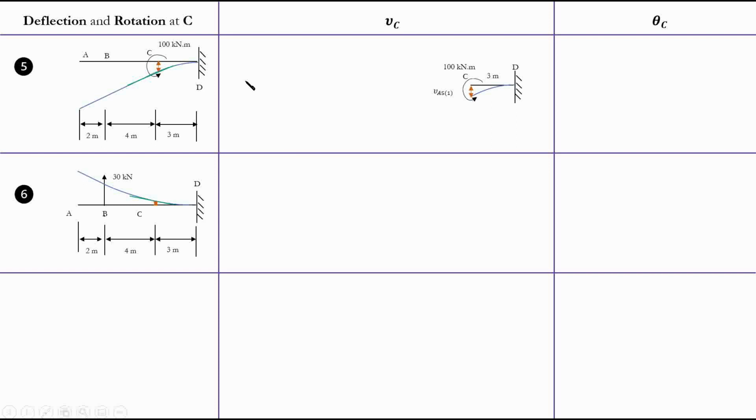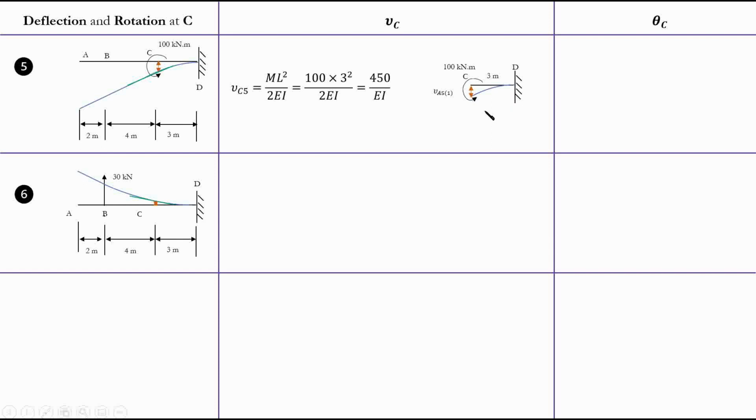Now, this portion is pretty easy, right? I have a moment applied here. I have a cantilever portion. So for this 3 meter length that I have, just find my deflection, right? I have this case in my table, right? For the cantilever portion where a moment is applied, the deflection and rotation at the end, okay? So for deflection, you will get ML squared over 2EI. It's 100 times 3 squared over 2EI, right? 3 is the length of this portion, right?